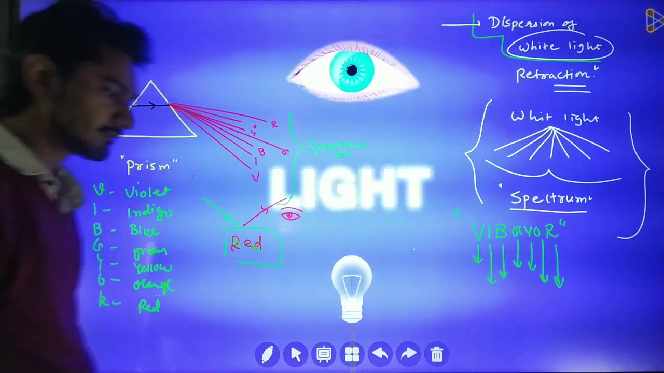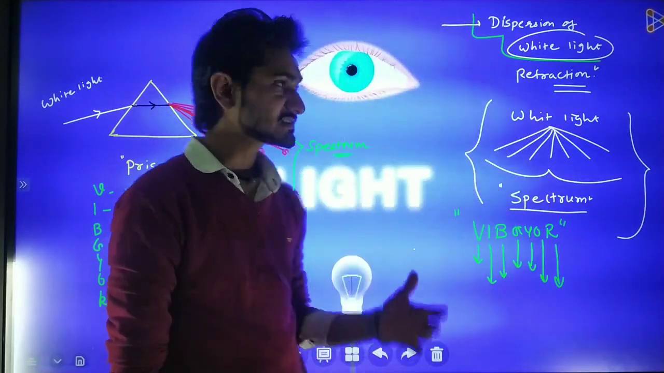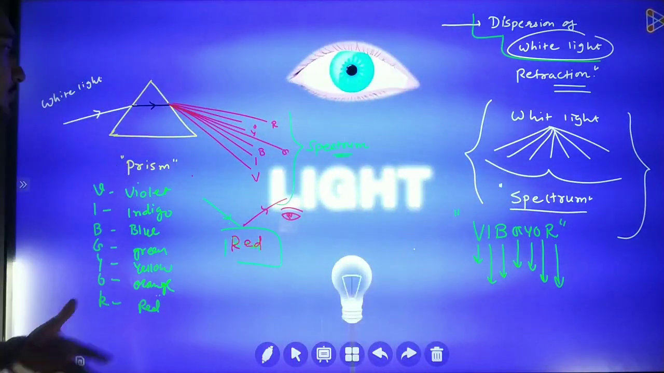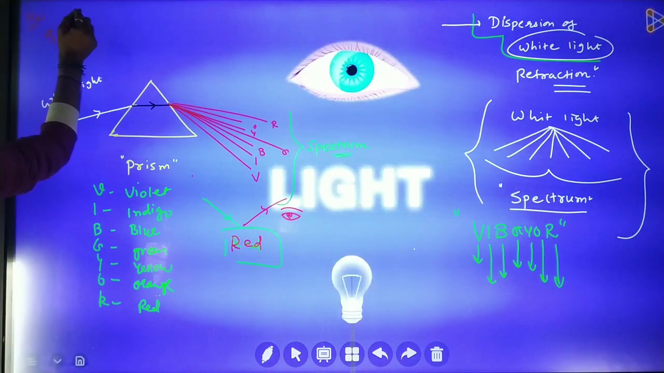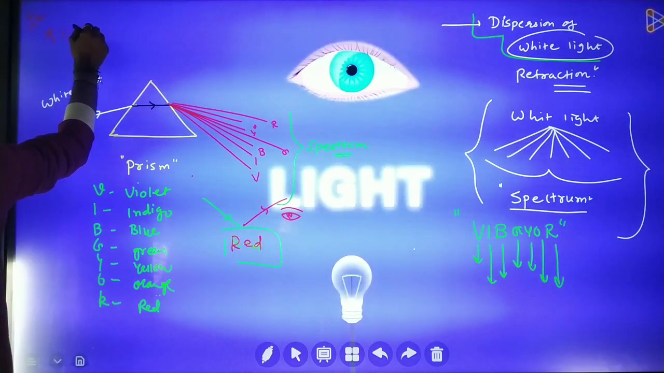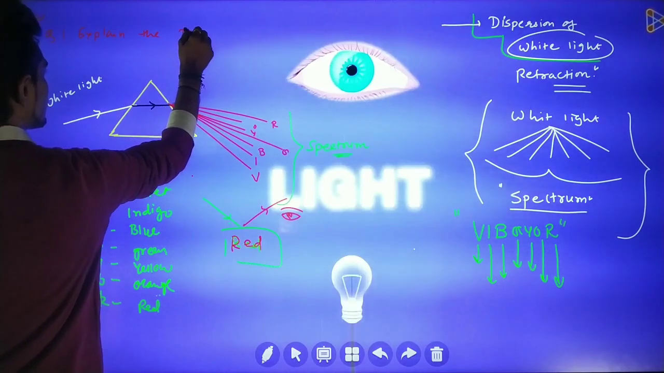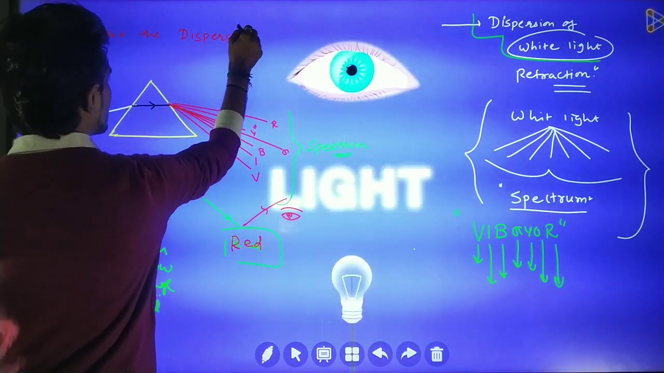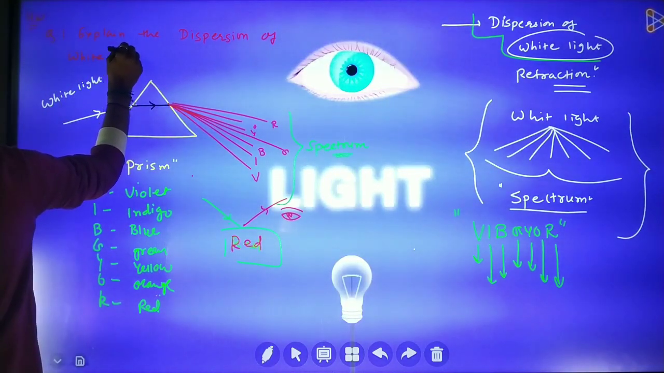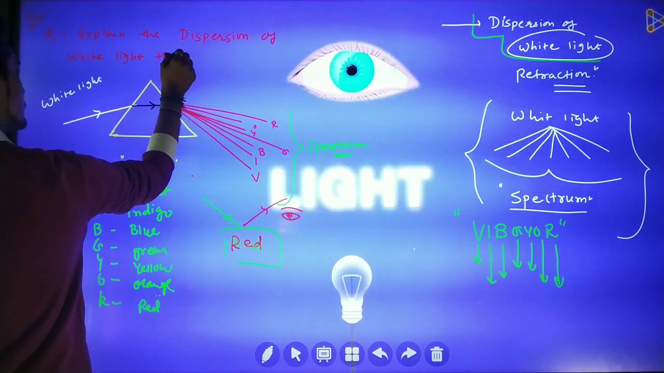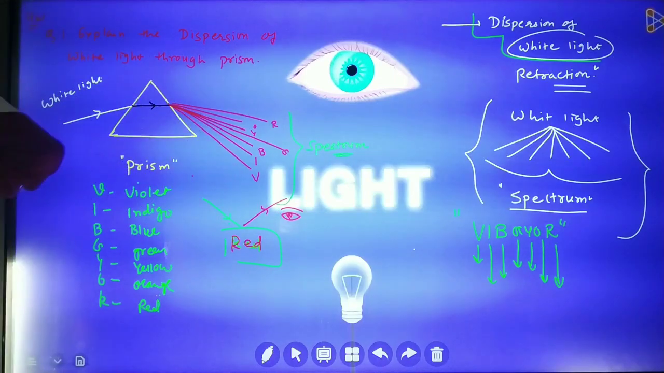Now I think all of you understand the topic, so that's it for today. This is the only question I have to explain because it is very important. For homework, question 1 only: explain the phenomenon of the dispersion of white light through a prism.